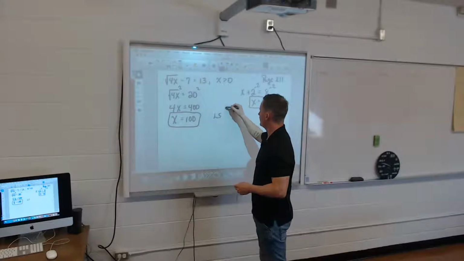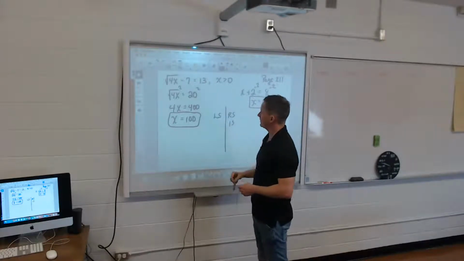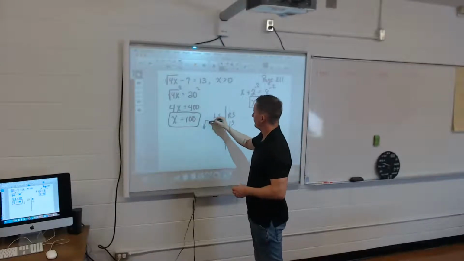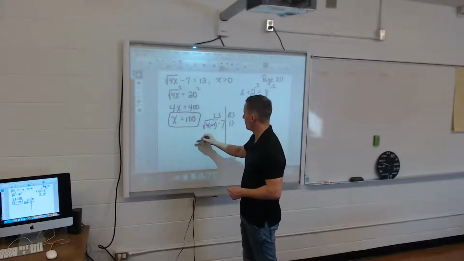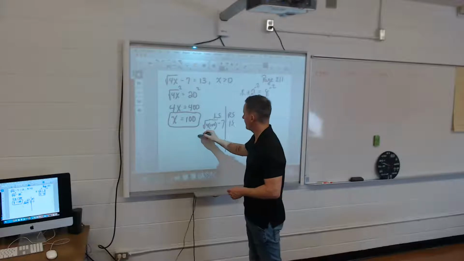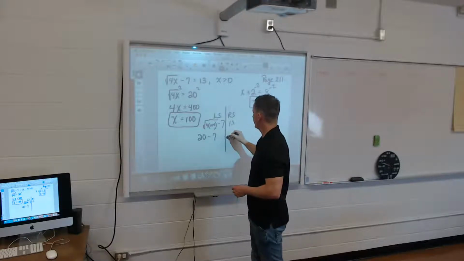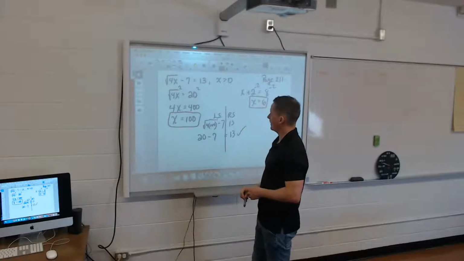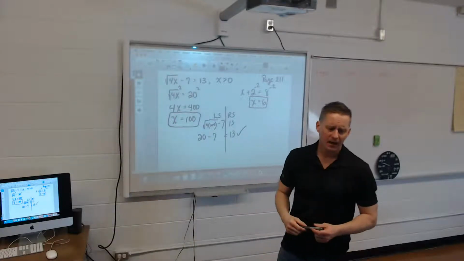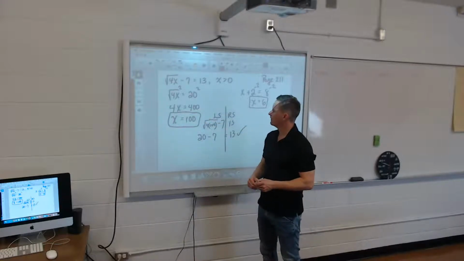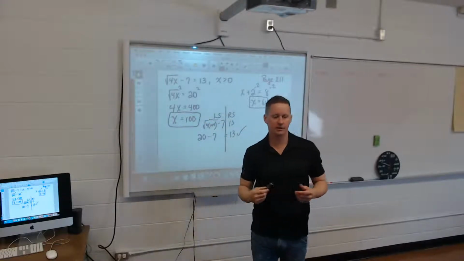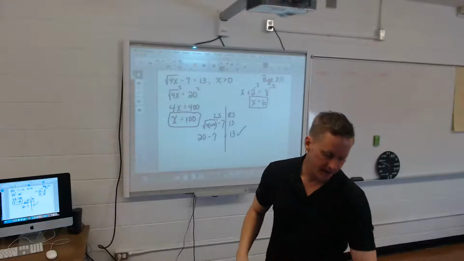So my left side, right side, well, the right side is 13. That'll stay down here. The left side would be 4 times 100, subtract 7. So 4 times 100, 400. 20 subtract 7 equals 13. I know I have it right. All right. Sometimes you'll solve these and you'll end up with a negative value. Can't happen because your value can't be a negative.